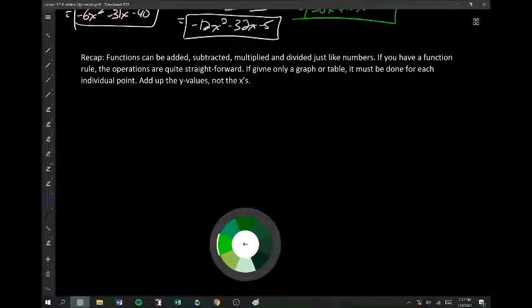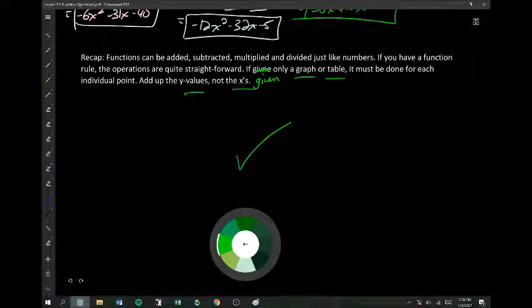If you have a function rule, the operations are quite straightforward. A function rule means an equation. You just add, subtract, or multiply. This is the word given. If given only a graph or table, it must be done for each individual point. That was the first example with people's money. If you're given a graph or a table, add up the outputs from each input. Add up the y points for each x input. Add up the y values, not the x's.